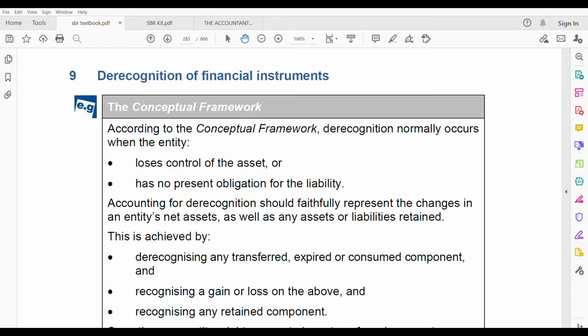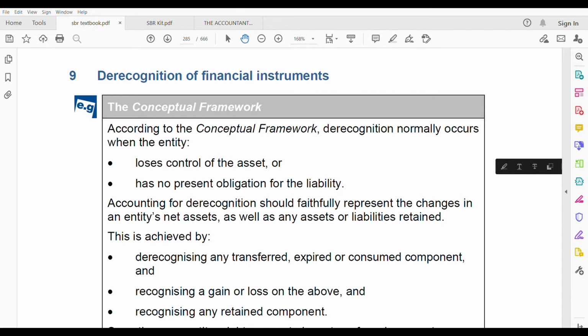Assalamu alaikum friends, welcome to the 7th part of IFRS 9, and in this part we are going to discuss the derecognition of financial instruments. And this part is not so long. So financial instruments includes everything: financial asset, financial liability. Okay, how do we derecognize and when do we derecognize them? That's what we are going to go through in this video.